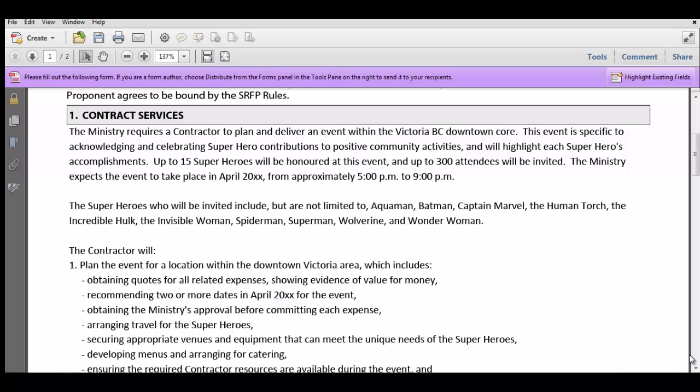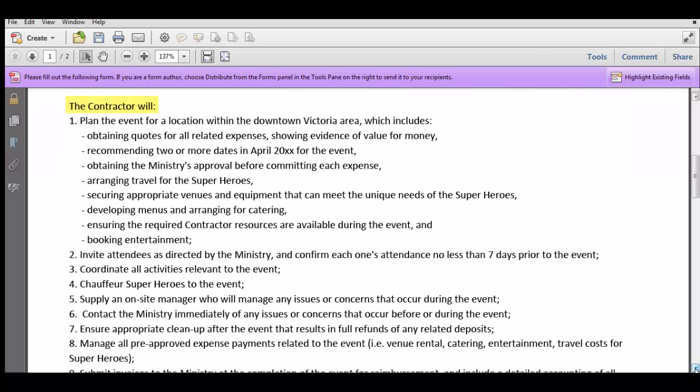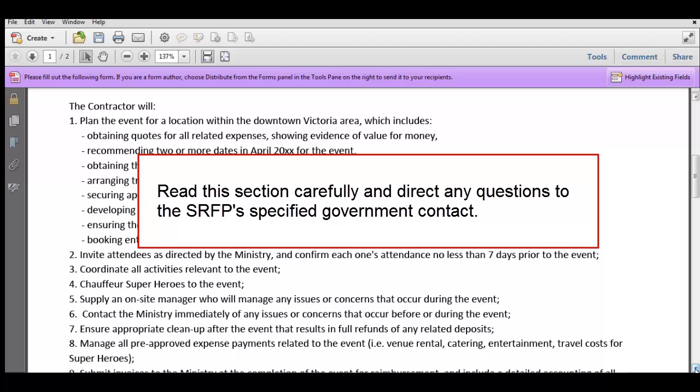So you'll see that after the overview, we start to get into more detail. In particular, look at the section that starts "the contractor will." This describes the exact services that the contractor resulting from the SRFP is going to deliver. And you'll see that language, "the contractor will," is written the same way it would be written in the contract. In fact, the intent is that when we award the contract to our successful proponent, this is the language that's going to be included in the contract itself. Very important that you read exactly everything that this says.